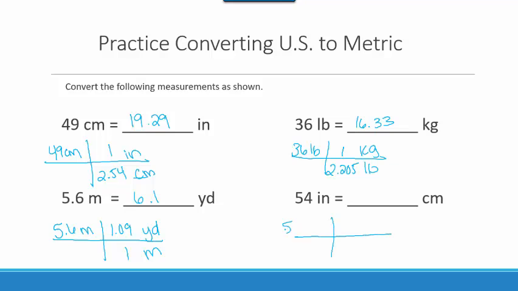And now I've got 54 inches. I'm going to put inches at the bottom, centimeters at the top. Again, I'm going to use that same conversion I did a while ago, but this time inches goes at the bottom, so I'm going to put 1 at the bottom and 2.54 centimeters at the top. Since both of these numbers are at the top here, I'm going to multiply, and I get 137.16.